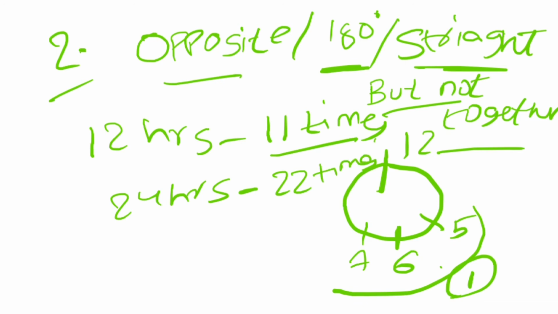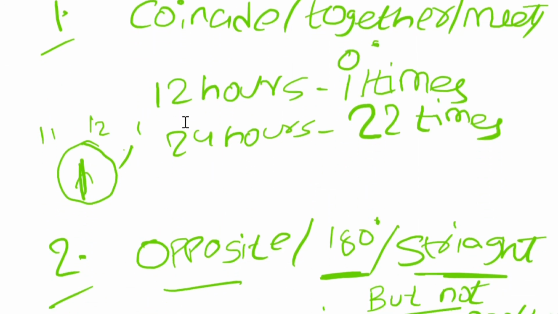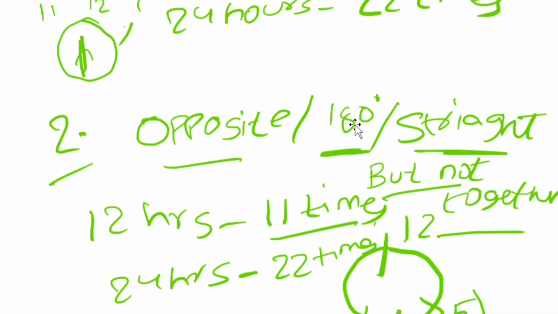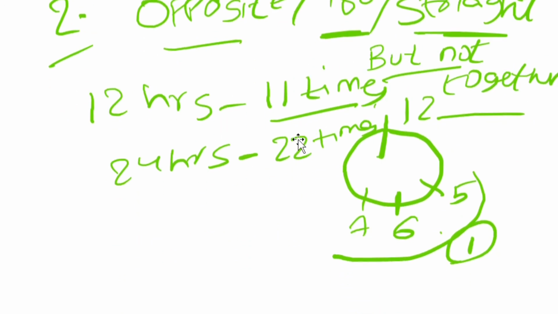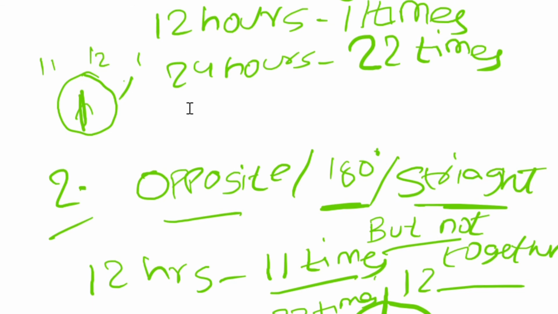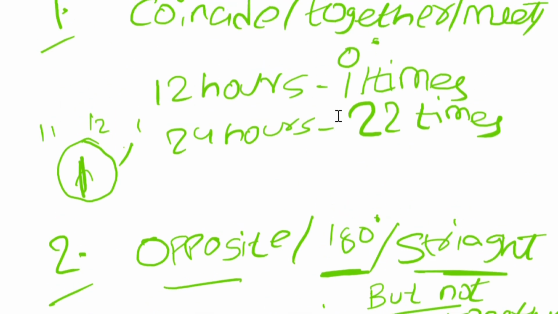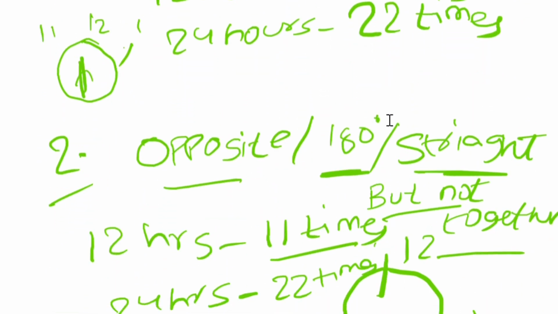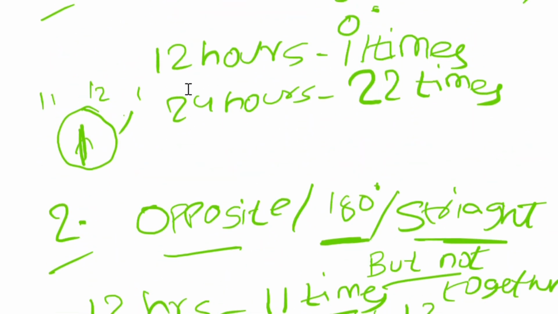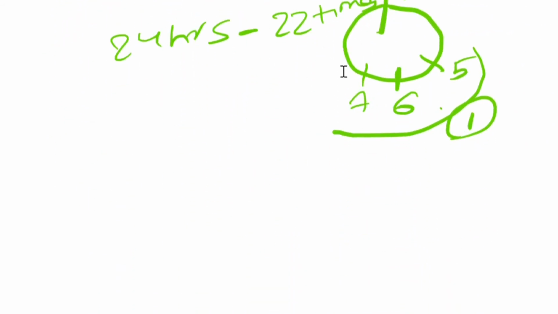So the first and second cases are going to be the same if you compare both. In the coincide case, in 12 hours they will meet 11 times, and in the opposite case also they will meet 11 times. If it is 11 times in 12 hours, then in 24 hours they will meet 22 times. So remember all this terminology. Every time they mention it like this, in 12 hours they meet 11 times, in 24 hours 22 times.